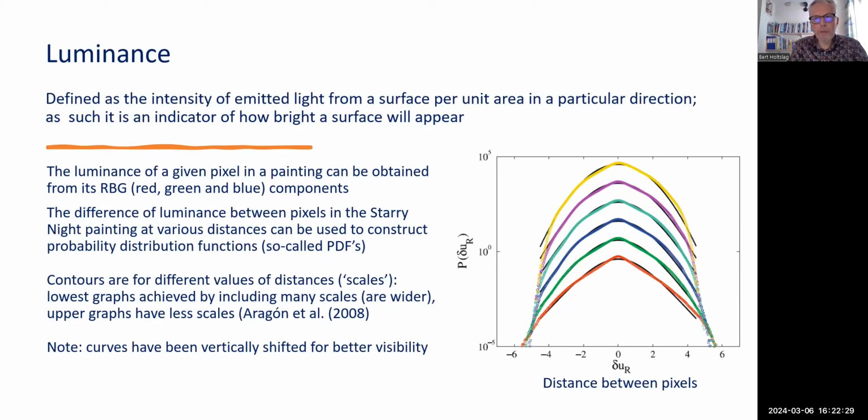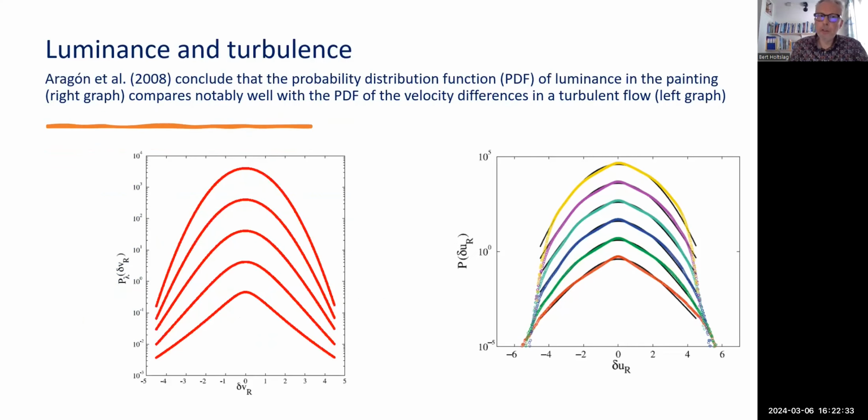And that resembles the properties of atmospheric turbulence and turbulence in general, because you can also do a similar job by analyzing velocity differences in flows, in real turbulent flows with motions on various scales, and then you find in a very similar way properties for the frequency distributions, as is depicted here at the left-hand side for velocity differences, and then the right-hand side for the light intensity in the Starry Night painting.